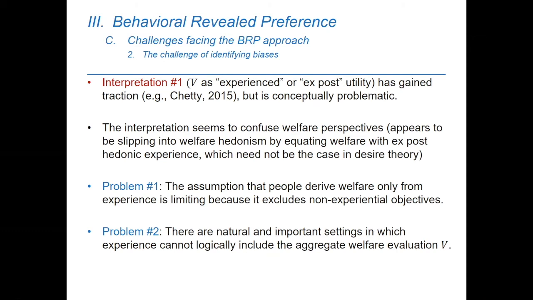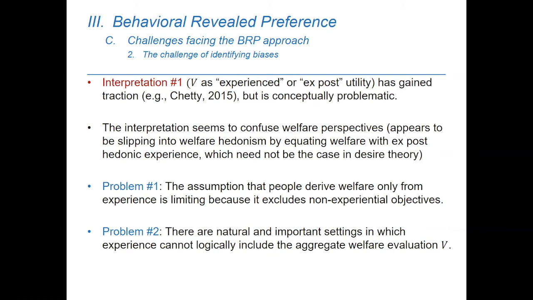The second problem is that there are natural and important settings in which experience cannot logically include the aggregate welfare evaluation V. Just to give some illustrations of contexts in which it becomes problematic, think about a setting with uncertainty. We have different states of nature that could be realized. In fact, one of those states of nature will be realized, and that's the experience that you will have. However, when you're making your decision, if you're an expected utility maximizer, V represents expected utility. Now, you don't experience expected utility. You experience one outcome. And V is a judgment about the relative importance of the various outcomes.